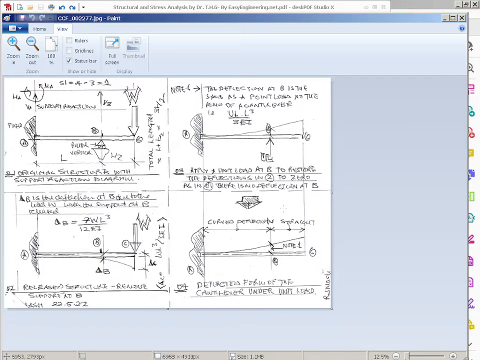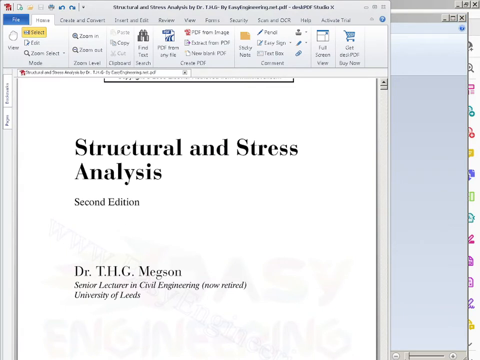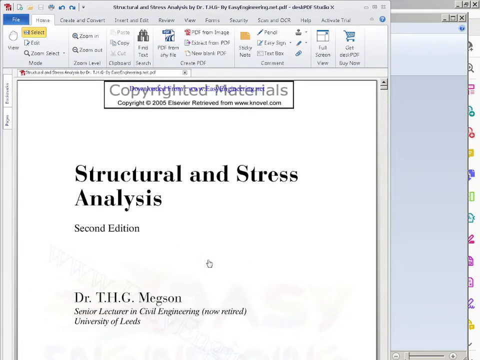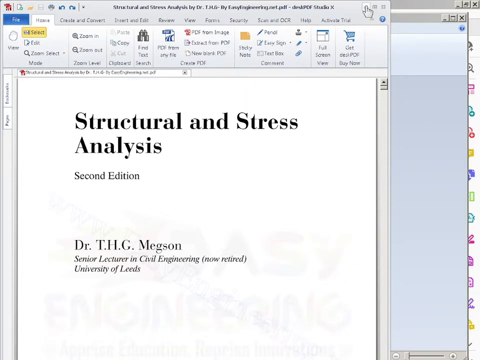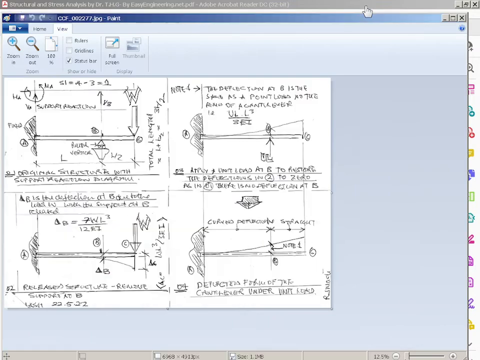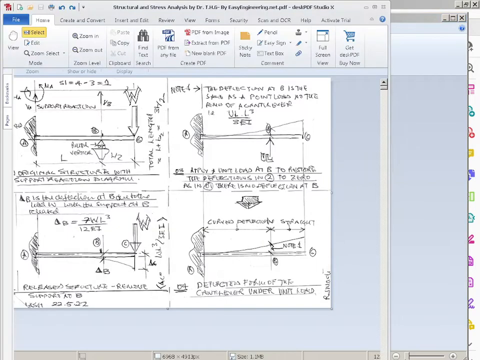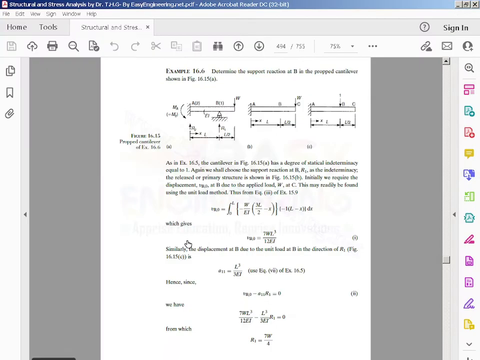Flexibility method again. I've got to give credit because I'm using an example and I've been learning from Structural and Stress Analysis, 2nd edition by Dr. T.H.G. Megson, Senior Lecturer in Civil Engineering, now retired, University of Leeds. The copyright of the problem is 2005 Elsevier, retrieved. Basically just using it under fair use. So the original problem was from the textbook.